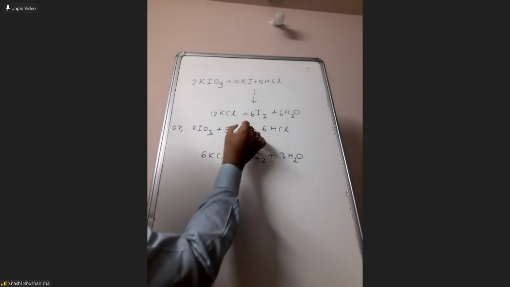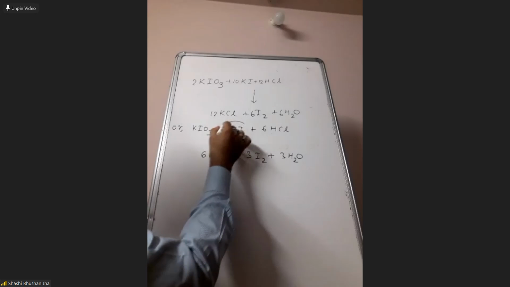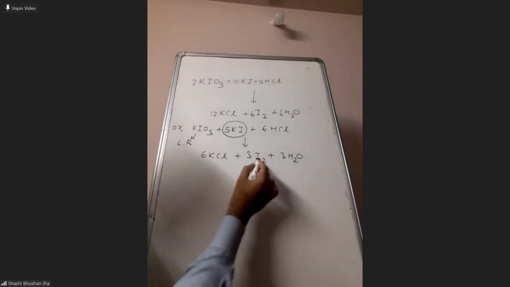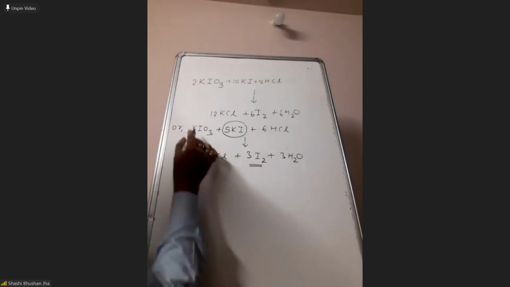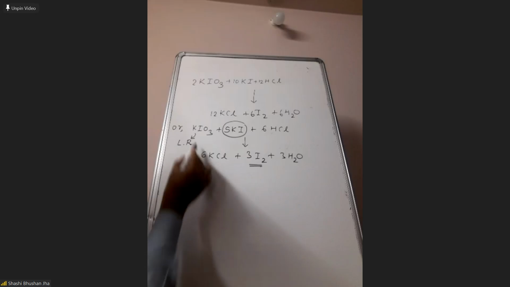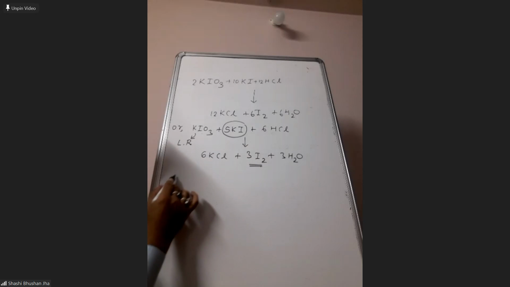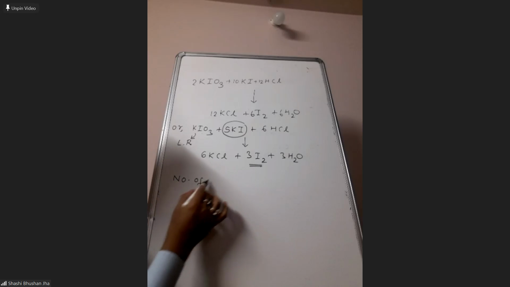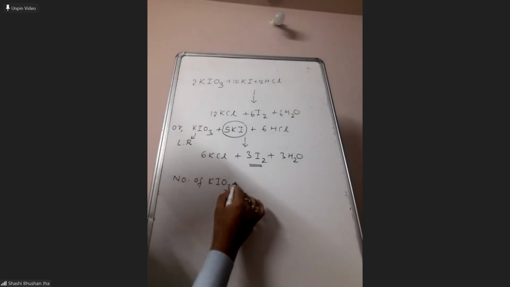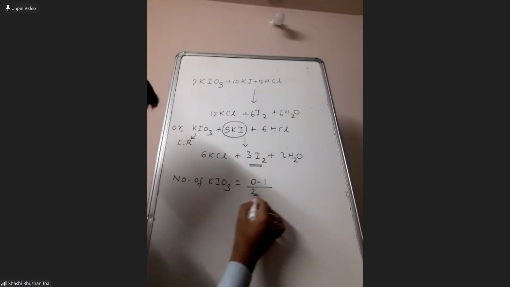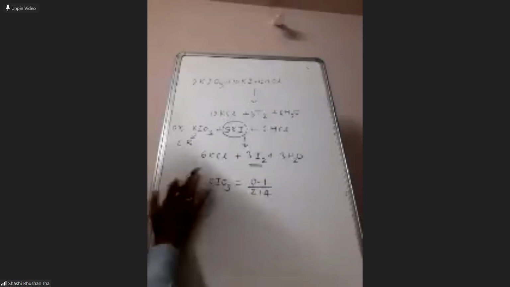Now this potassium iodide is anyway in excess. So obviously potassium iodate is limiting reagent. So number of moles of this iodine will be decided by potassium iodate. 1 mole of potassium iodate will give 3 moles of iodine. So what do you do here? First you calculate the number of moles of potassium iodate. This is 0.1 divided by 214. This is the number of moles of potassium iodate.